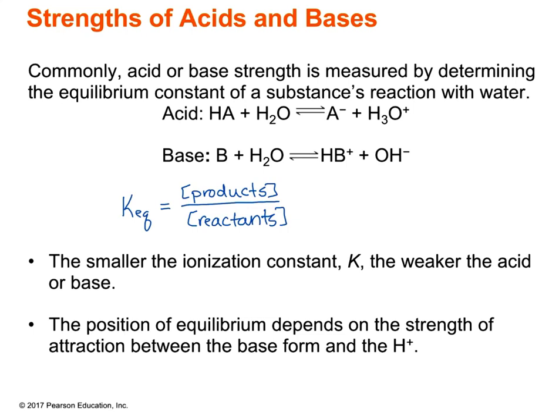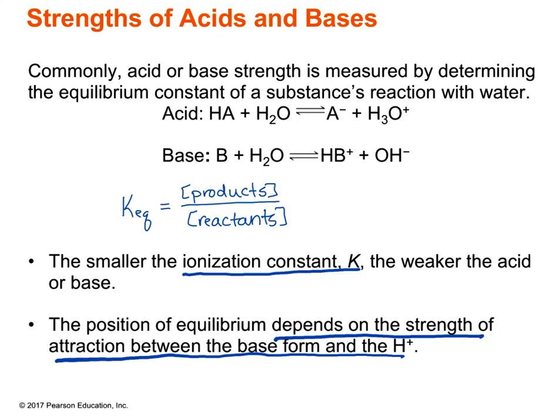Now, if you have a small ionization constant or equilibrium constant, so we're kind of using those interchangeably here, then the acid or base will be very weak. And the position of equilibrium is going to depend on the strength of attraction between the base form and the hydrogen ion. So really, again, it depends on how much product you're forming relative to how many reactants are left.